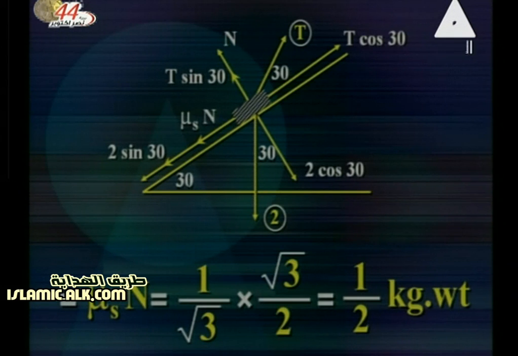Then when we find the static friction force, we find the value of mu S and the value of N. By multiplying mu S times N, mu S is 1 over root 3 and N, the normal reaction force, equals root 3 over 2. After that, we find the product of 1 over root 3 times root 3 over 2 equals 1 over 2 kilogram weight.